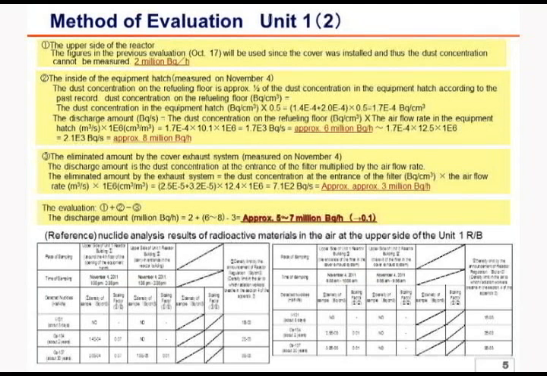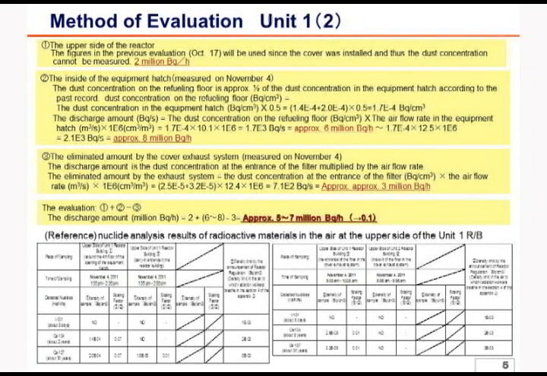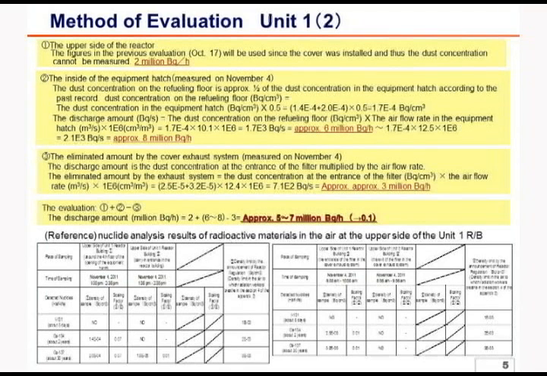equipment hatch. We calculate 3.00 million becquerels per hour for the removal amount per the emission equipment of the third cover, multiplying 12.4 cubic meters per second of the airflow with the entrance dust density. If you evaluate this with the above-mentioned formula, the first one plus the second one minus the third one, as for Unit 1, you get approximately 5.00 to 7.00 million becquerels per hour, and we have evaluated 10.0 million becquerels per hour.